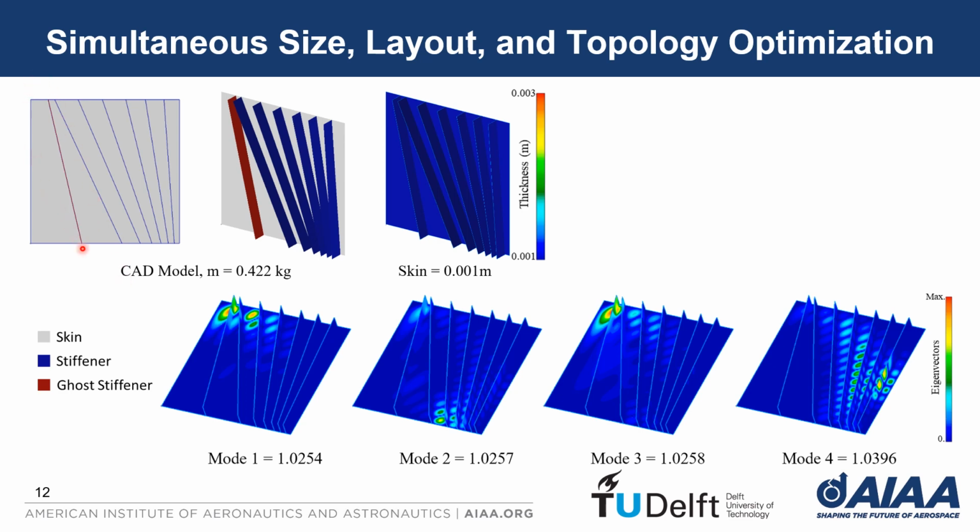The first stiffener from the left side of the panel becomes a ghost stiffener, and this generated a loss of stiffness which is compensated purely through the change of layout. Therefore, it can be concluded that when size, layout, and topology variables are optimized simultaneously, the layout variable dominates the optimal design.